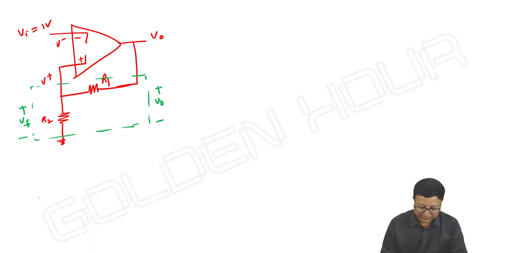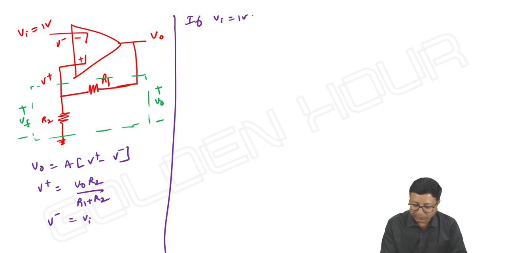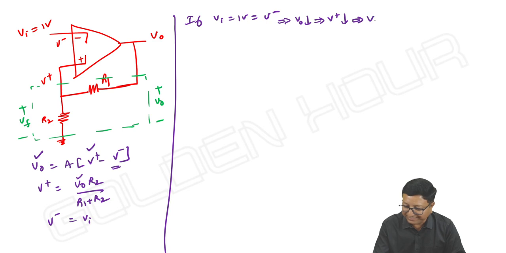Then V output is equal to A into V plus minus V minus, and V plus is equal to V output into R2 by R1 plus R2. As I said, V minus is equal to V input. For example, my input is equal to 1 volt. If Vi is equal to 1 volt, that is V minus. So initially V minus is increasing. As V minus increases, what happens to V output? That makes the output decrease. If V output decreases, V plus will automatically decrease. And if V plus decreases, V output will also decrease.